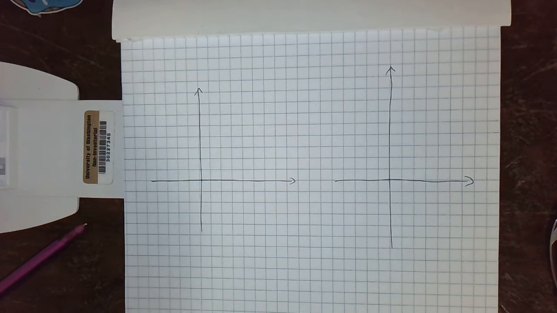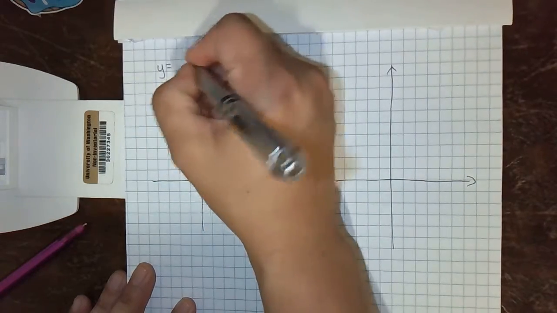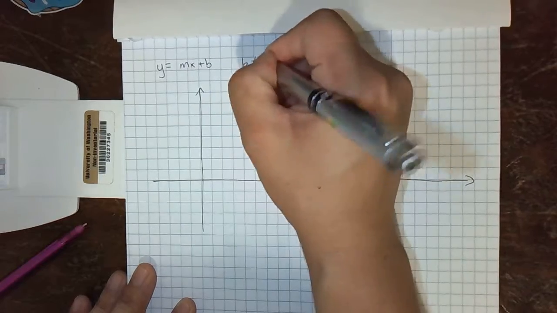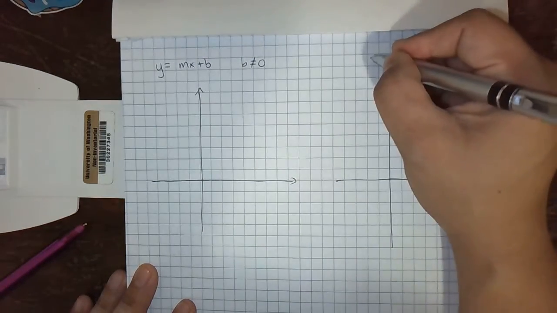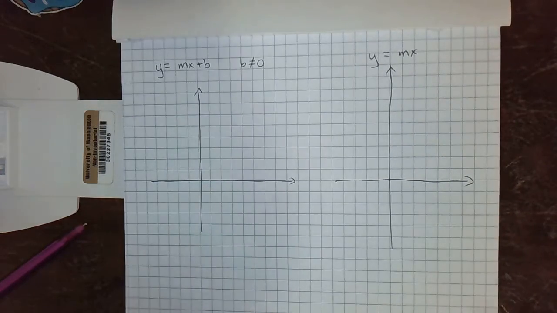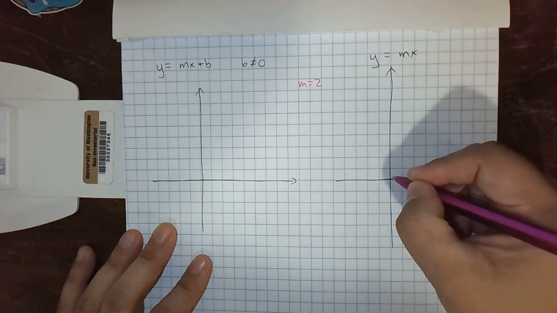So there's actually a cool analog to lines with the non-homogeneous versus homogeneous differential equations. A non-homogeneous differential equation is like the line y equals mx plus b, where b is not 0. And a homogeneous differential equation is like the line y equals mx. So let's see why this is, and let's actually pick a number. So I'm going to say m equals 2. So this is y equals 2x.